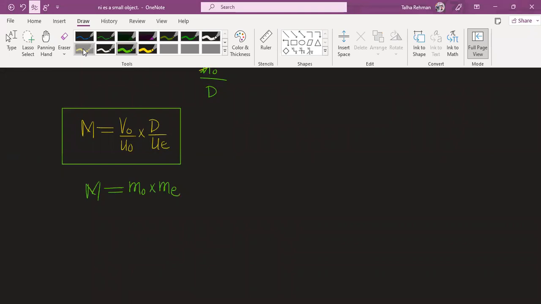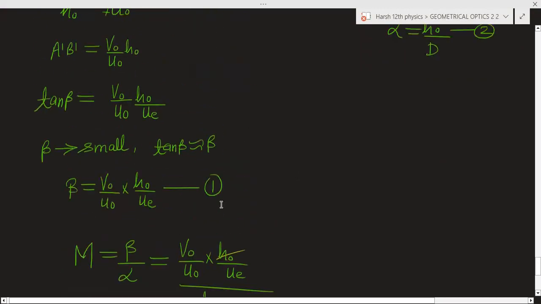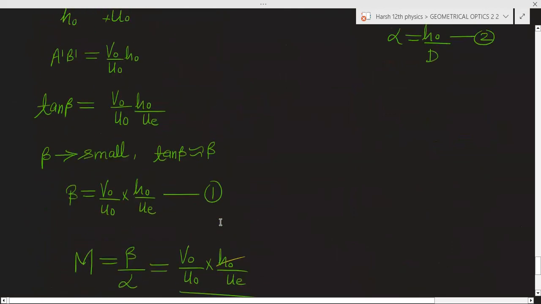Two formulas you should know. In examination, you will not derive again and again. You will only learn the formula. If they say derive the formula for magnification, then only you will derive.